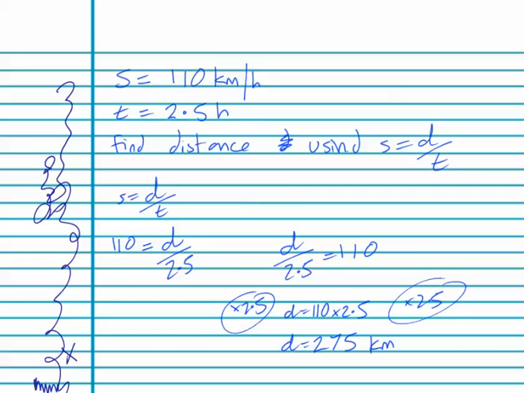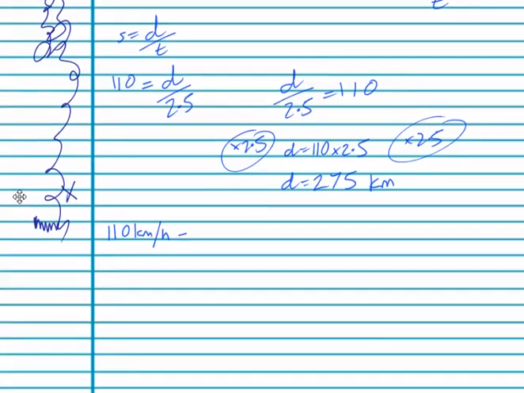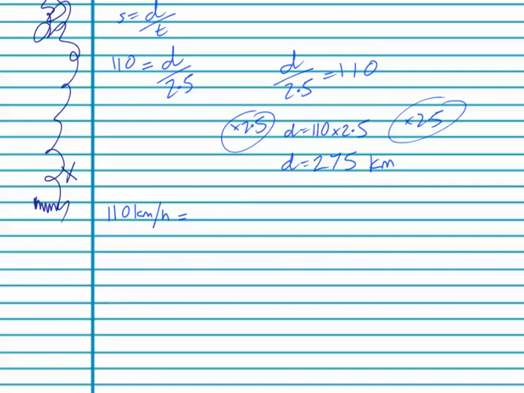If we'd left the units in, so we'd got 110 kilometers per hour equals distance divided by 2.5 hours, then when we multiplied, the hours would have cancelled out and we would be left with a number in kilometers. Quite handy, but can get a little bit confusing, so you can always feel free to leave the units out until the end.